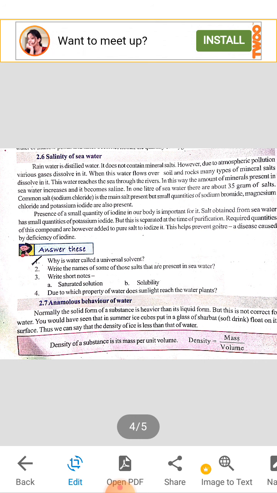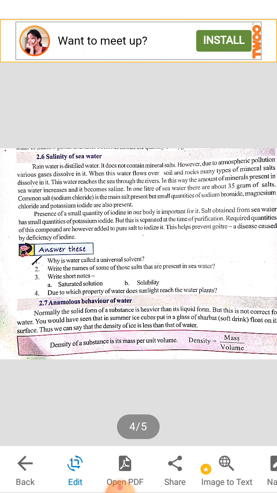In 1 liter of seawater there are about 35 grams of salts, and that is mainly the common salt which we use in our daily life, but small amounts of other salts are also present. Okay, so how did the salt come into water? Because when it is flowing through soils and rocks, it gets mixed with various minerals, and that is why it becomes saline.